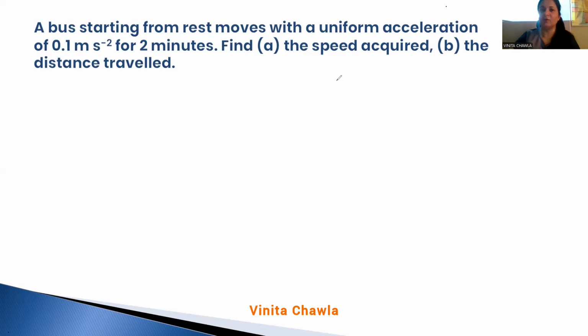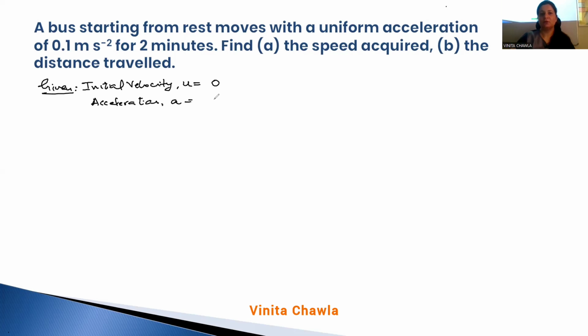So a bus starting from rest. First we'll write given. Starting from rest means the object was at rest initially. Bus was at rest initially. So starting from rest means initial velocity of the bus is 0. So initial velocity U is equal to 0. And with uniform acceleration, acceleration is given. Acceleration A is equal to 0.1 meter per second square. For 2 minutes, time is given. Time T is equal to 2 minutes.